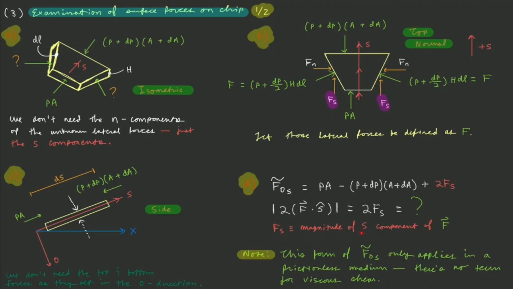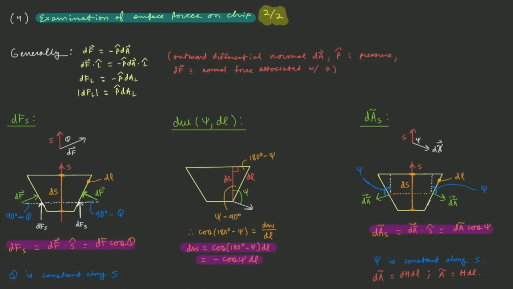It is the magnitude of the S component of F, which is this lateral pressure force right here. Here we go to slide 4, where we're going to look at our examination of our surface forces on the chip. Now here we have a lot of geometry. I'm not going to go over all this geometry. This is essentially just defining relationships between our angles and our differential lengths, etc. Obviously, this is here for you to study, but this is mostly geometry.